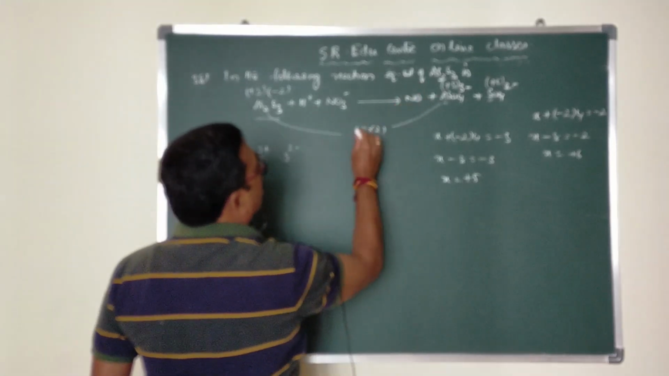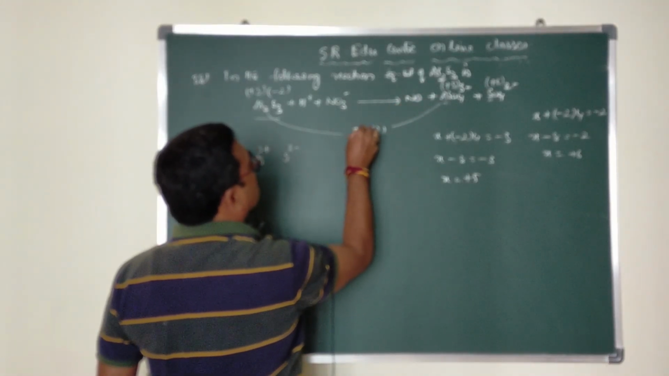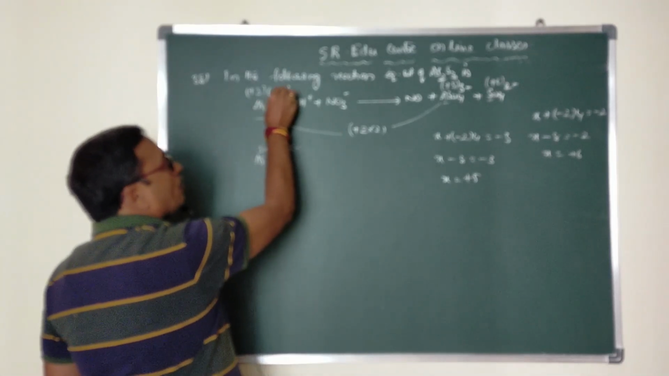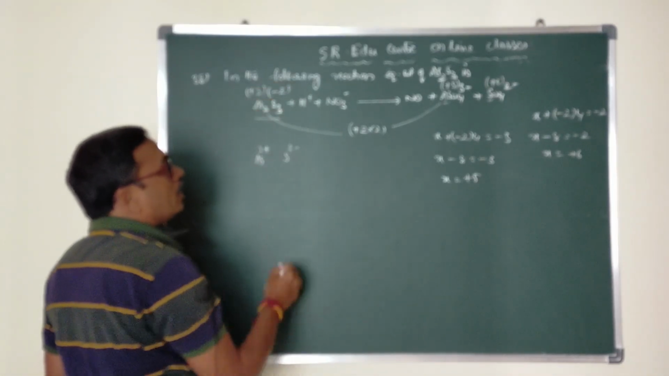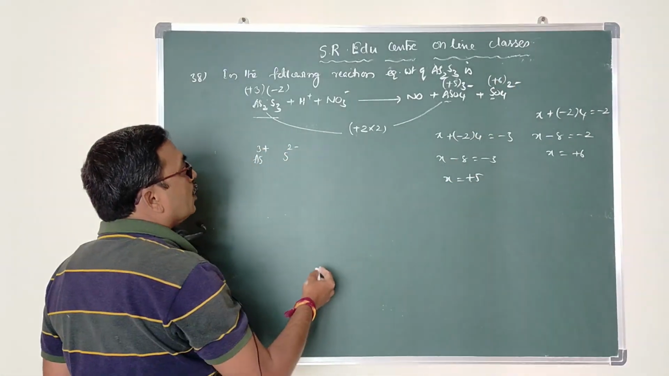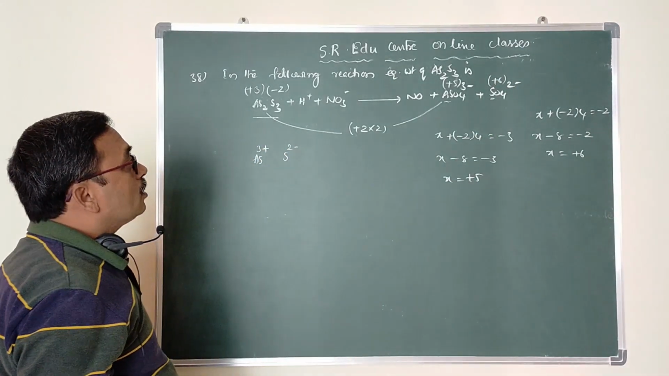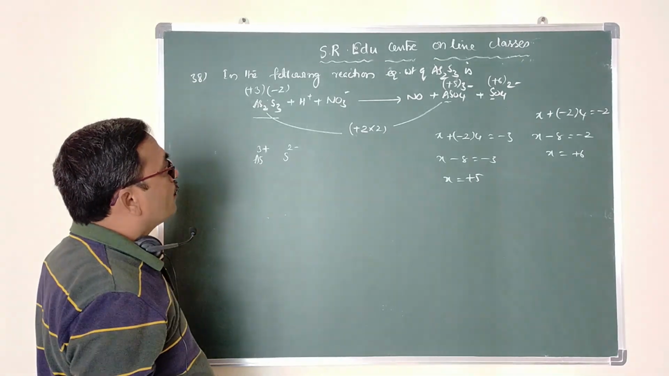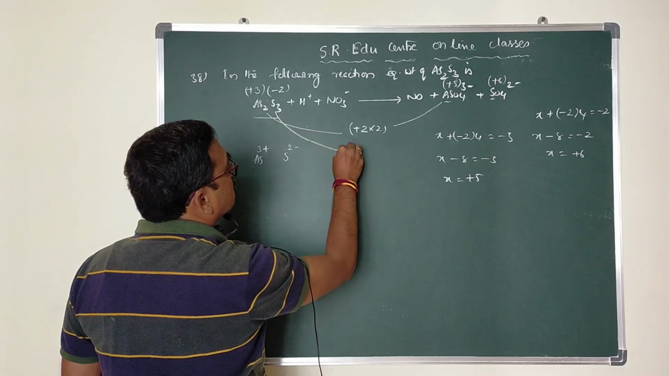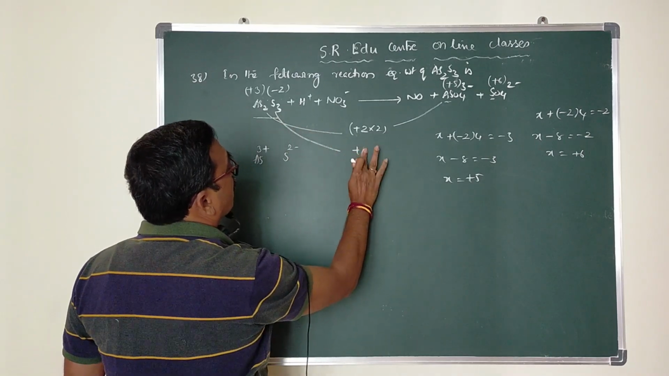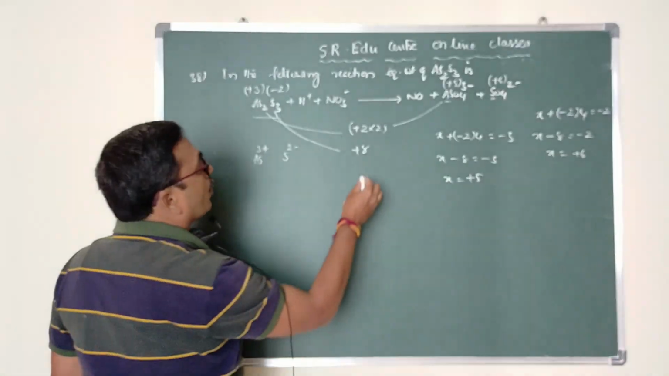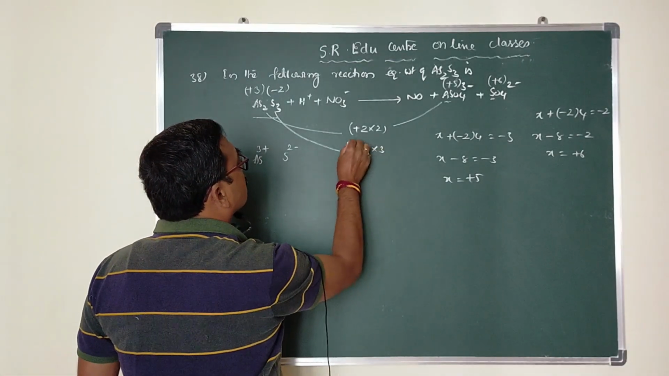+3 to +5 means increase, so I am writing plus. Sulfur, oxidation state of sulfur is -2 in the reactant side and +6 in the product side. That means the oxidation state of sulfur also increases from -2 to +6. So change in oxidation state of sulfur is +8. -2 to +6 means change is +8. 3 atoms are there, so multiply with 3.